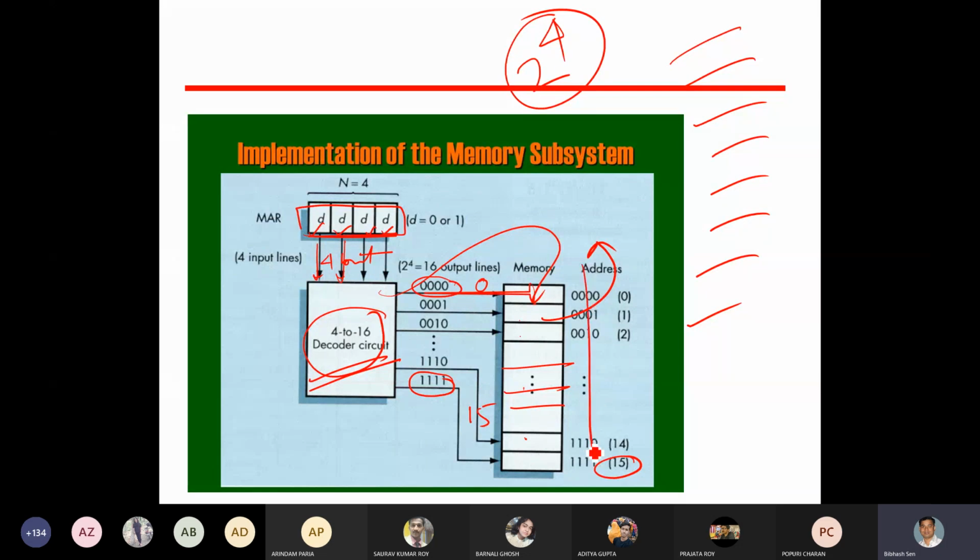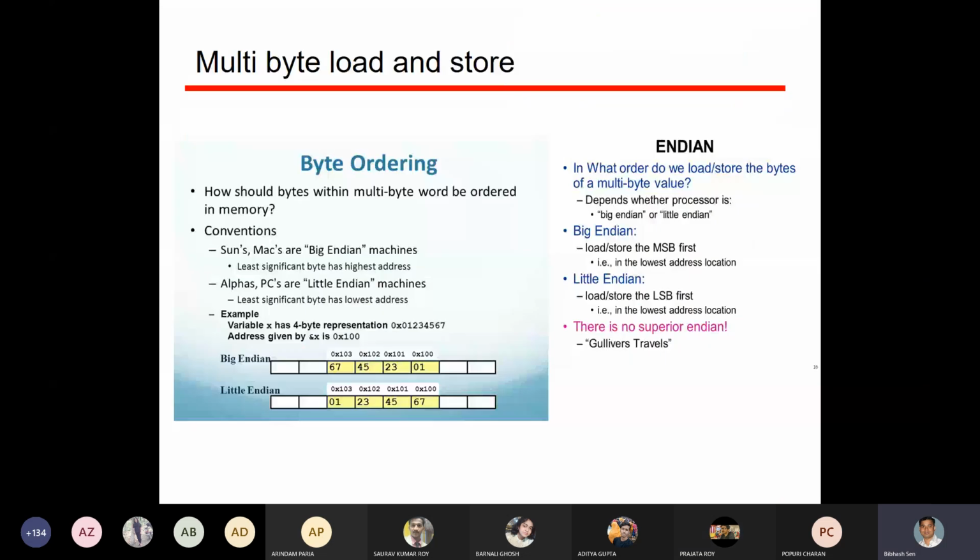Now this memory has some problem. Every time it will be 0. Every time I request, I have to start from the location. We are using two Endian formats. It's called two Endian: one is big Endian, one is little Endian. In little Endian, the LSB part is loaded first, in the lowest part. So, little Endian and big Endian.